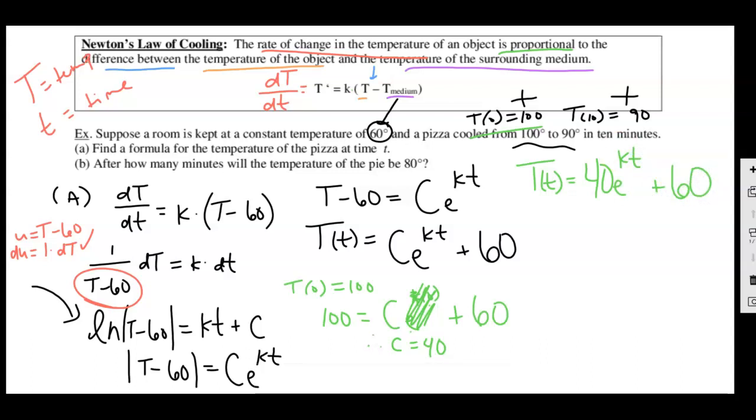And then we can use the second condition to solve for that second constant. So T of 10 is going to be 90. So 90 is going to equal 40 e^(k times 10) plus 60. Then here we go. We've got four things to get rid of in order to get the k by itself. First thing would be to subtract the 60.